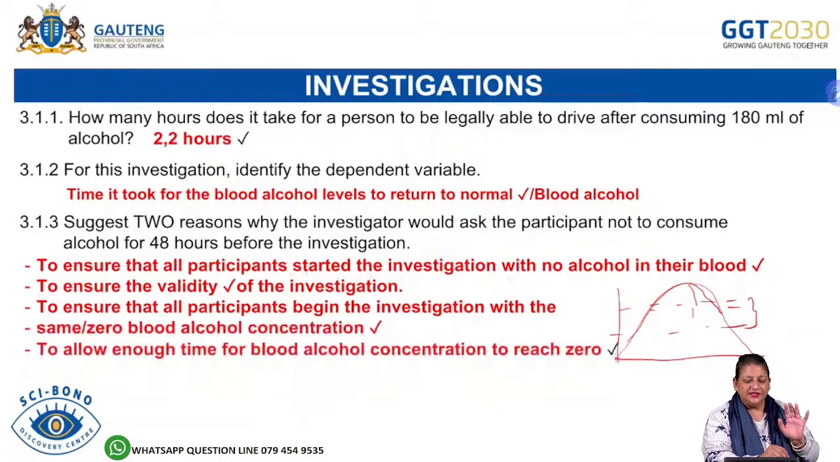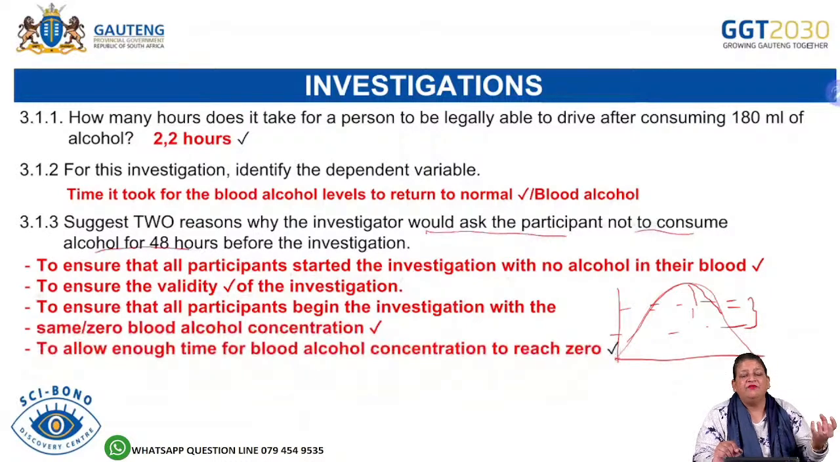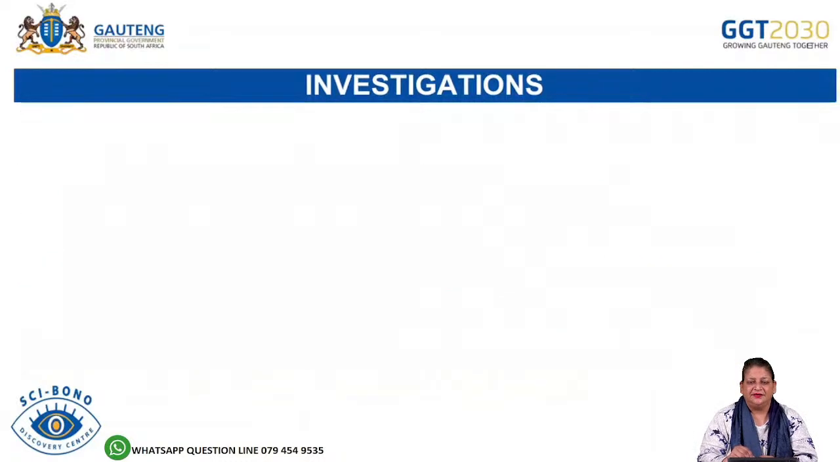So why is it, what's the question again? Why will you ask the participants not to consume alcohol for 48 hours? Because when you're doing the investigations regarding alcohol, we don't want someone to have alcohol already in the blood. So all participants must start off at 0 level to ensure validity. That's a plain, simple answer. That all should start at 0 to ensure validity.